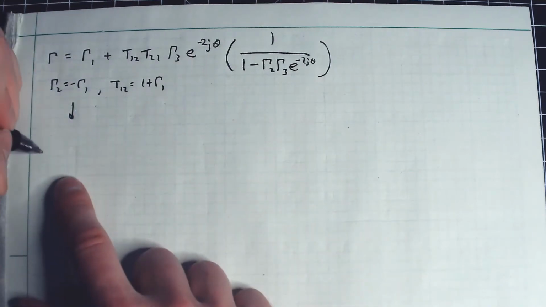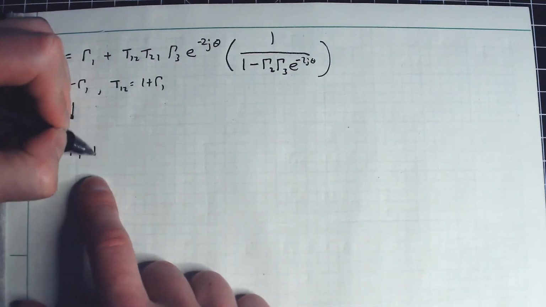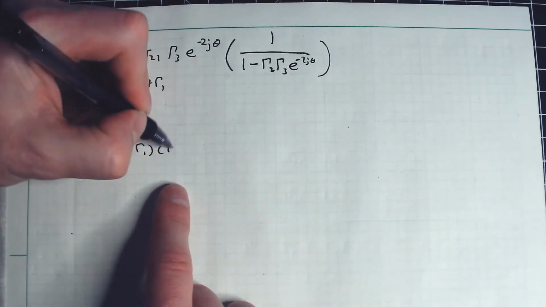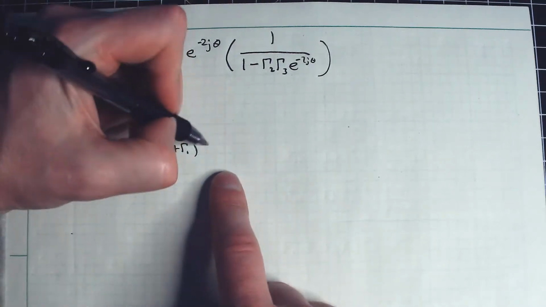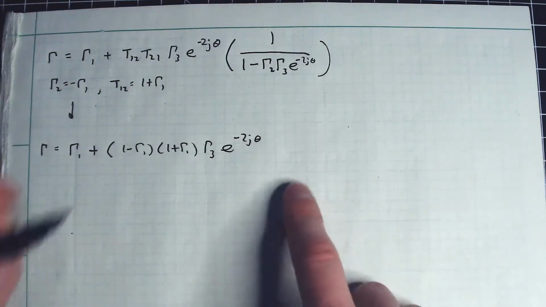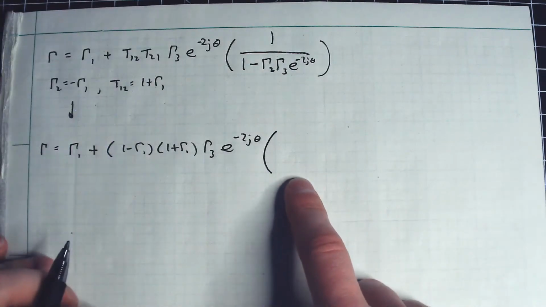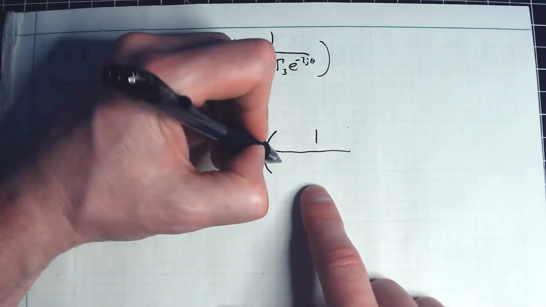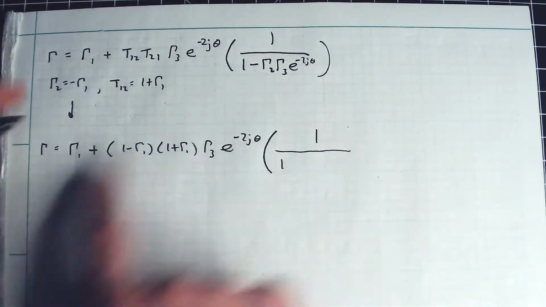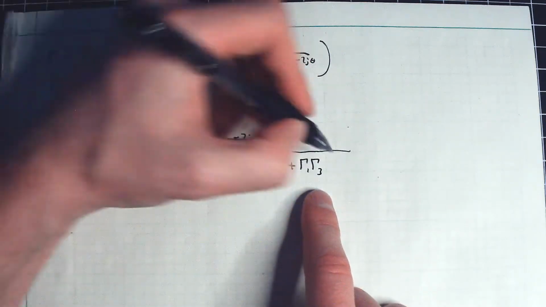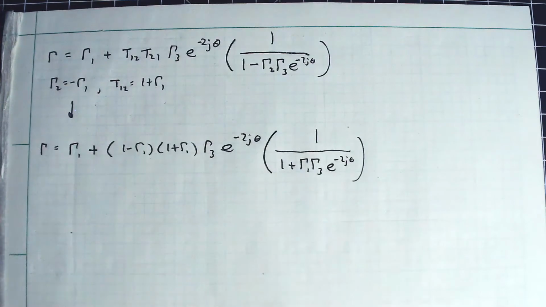So you start plugging in those terms, and you eventually get gamma is equal to gamma 1 plus, so this guy here becomes 1 minus gamma 1, 1 plus gamma 1, gamma 3, e to the minus 2j theta, and then divided by, so that is going to simplify, so I get a 1 over 1, so that gamma 2 is negative gamma 1 here, so that becomes a 1 plus gamma 1, gamma 3, e to the minus 2j theta. Okay, so where are we going with this, and why is this interesting?